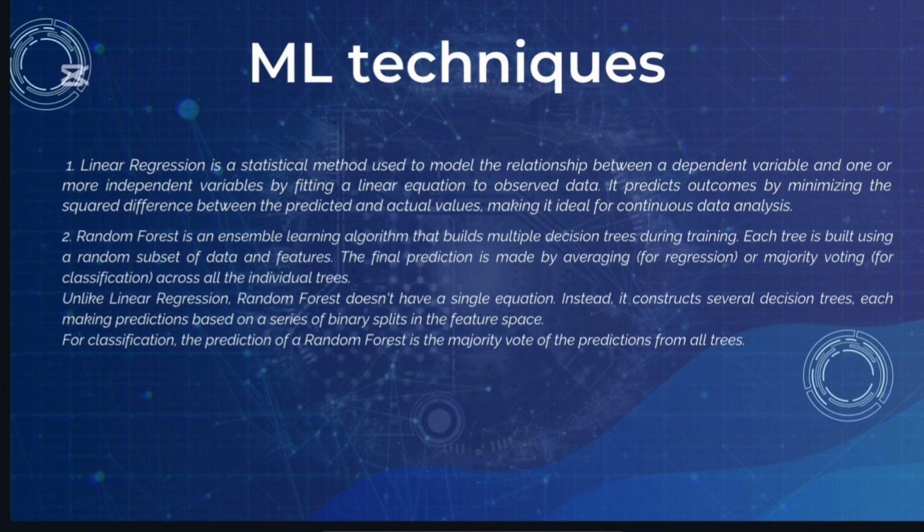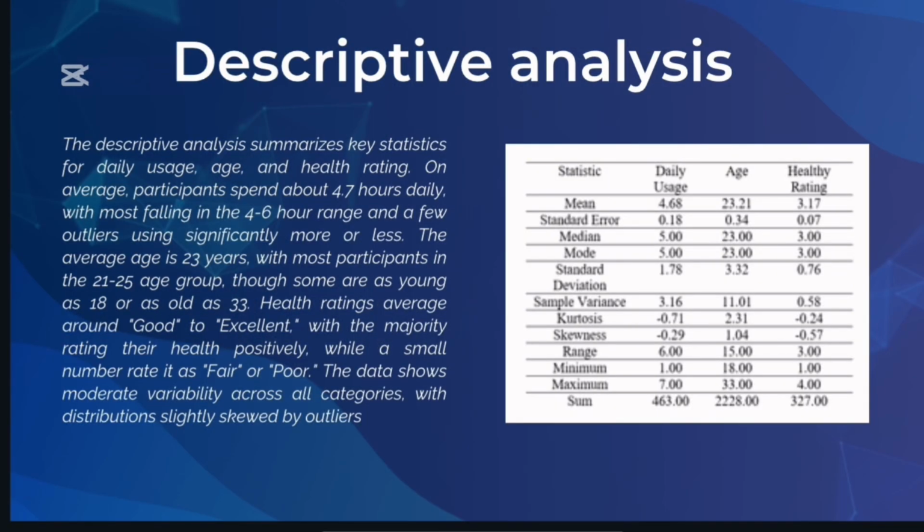To do a descriptive analysis, we used Google Colab as well. As you can see, I chose the numeric data of my dataset, and therefore they are daily usage, age, and health rating. And as you can see, it summarizes key statistics for daily usage, age, and health rating. On average, participants spend about 4.7 hours daily, with most falling in the 4 to 6 hour range, and a few outliers using significantly more or less.